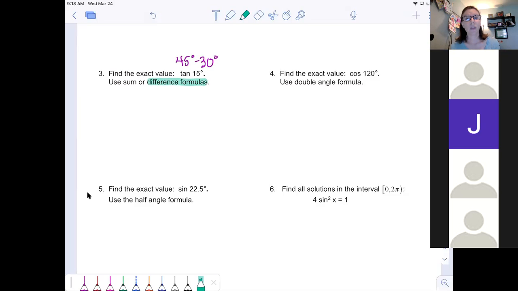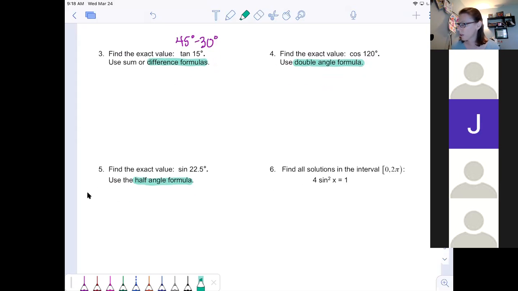Number 4 wants you to find the exact value of the cosine of 120, but you're asked to use the double angle formula. So yes, I know the cosine of 120 is on the unit circle, but I want you to just practice that double angle formula. So use the double angle formula for cosine. And then number 5, you're using the half angle formula. So those 3 problems using angles on the unit circle, just kind of practicing those 3 formulas.